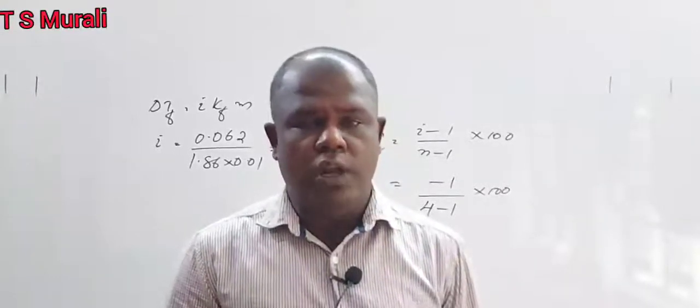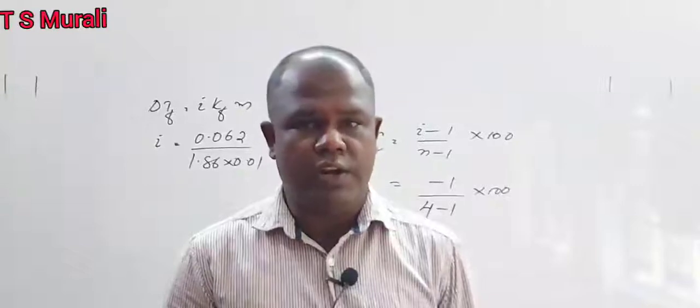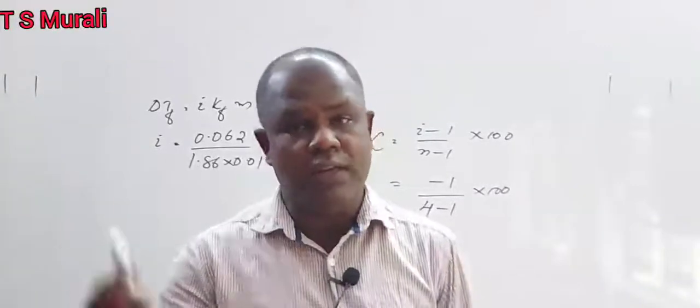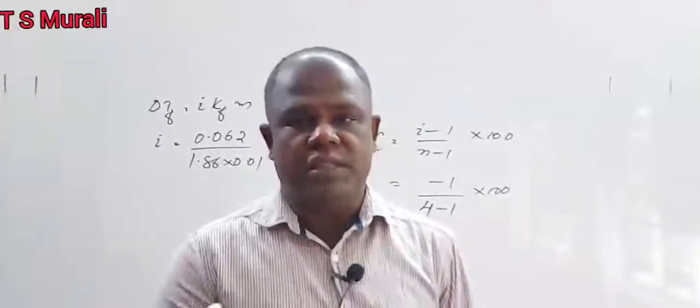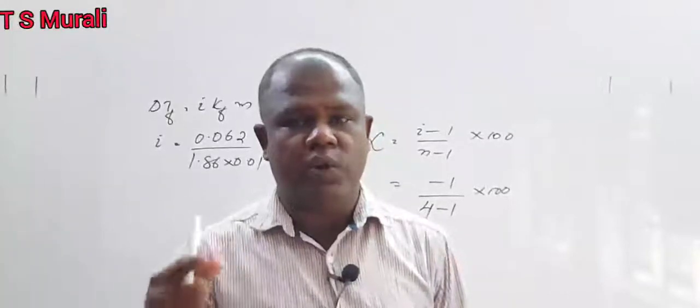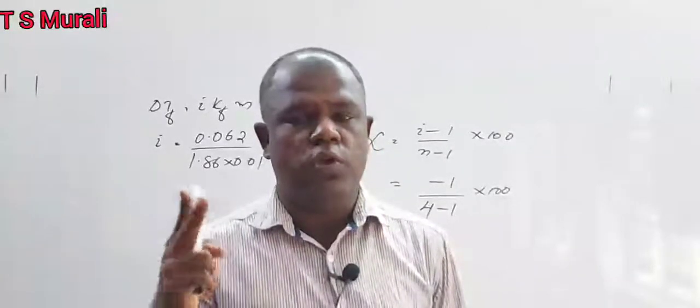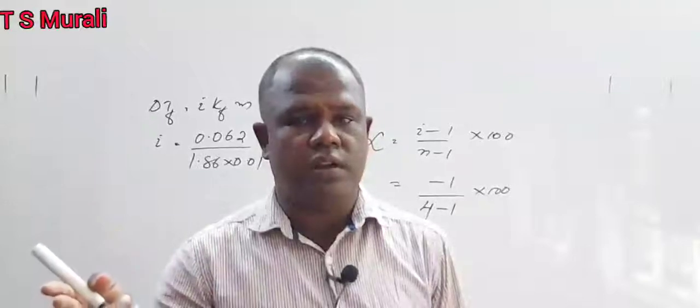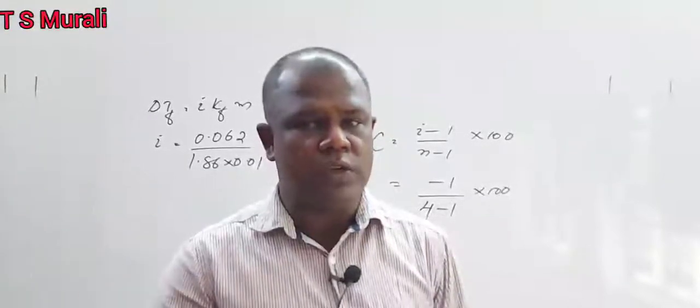What is the meaning of 1 molal? 1 molal means 1 mole in 1000 gram. 1 mole in 1 liter is 1 molar, capital M. Since it is molality, 1 mole in 1000 gram, 1 kilogram, is 1 molal. So 2 molal means 2 moles in 1000 gram, 3 molal means 3 moles in 1000 gram.